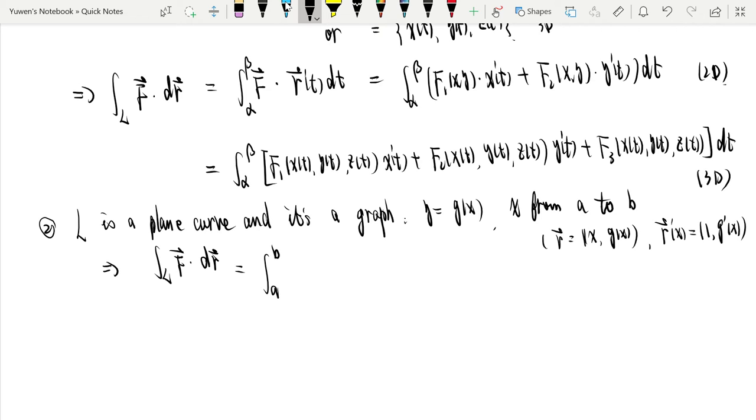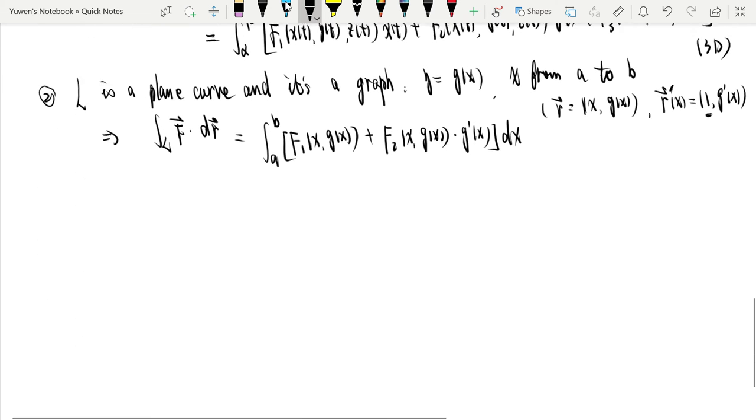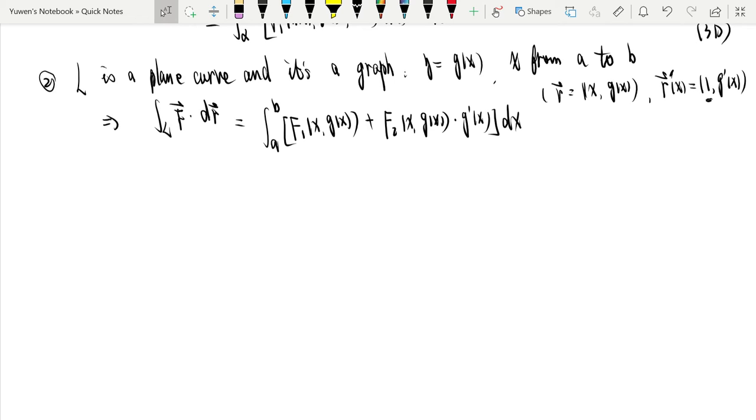So that is the integral from a to b of F1(x, g(x)) times 1, here r prime is 1, plus F2(x, g(x)) times g prime(x), times dx. That's two cases, or three cases. Now we use these cases to find the integrals.